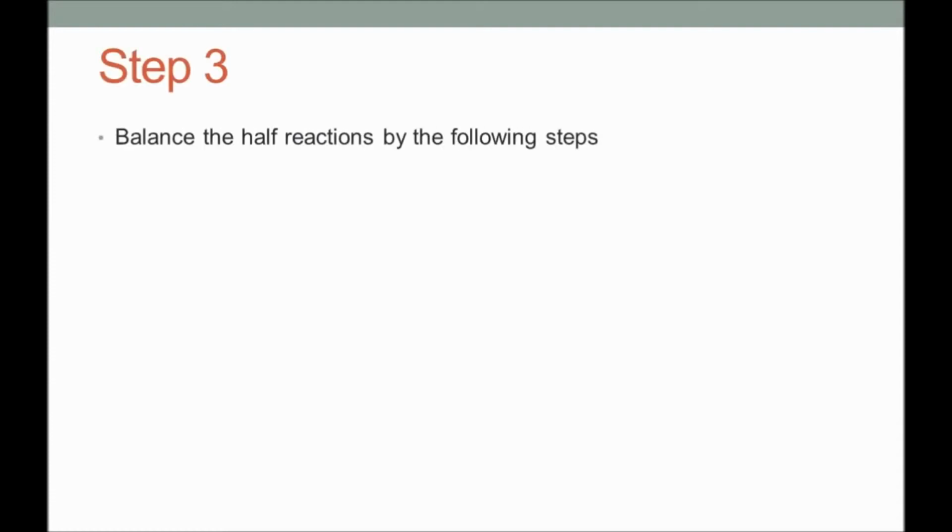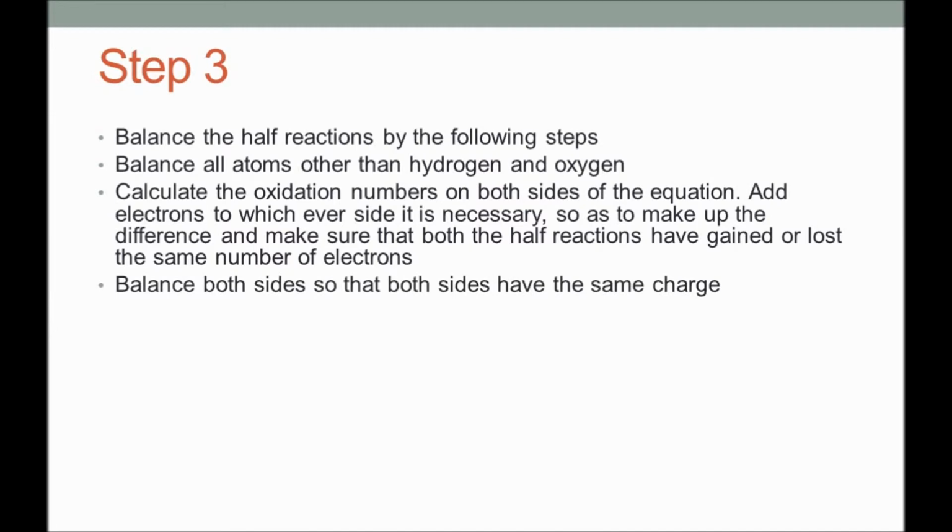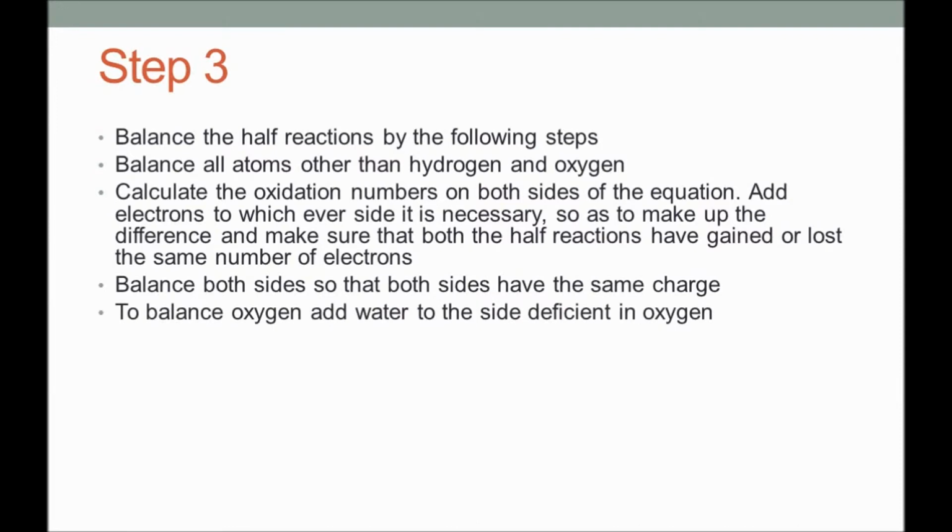We may also look at the same reaction in a slightly different way, just to get an idea of what's going to happen. In order to do that, we will see what we should be doing. Balance the half reactions. Balance all atoms other than hydrogen and oxygen. Calculate the oxidation numbers on both sides of the equation. Add electrons to whichever side it is necessary to make up the difference and make sure both half reactions have gained an equal number of electrons or lost an equal number of electrons. Balance both sides so that the total charge on the left and the right are the same.